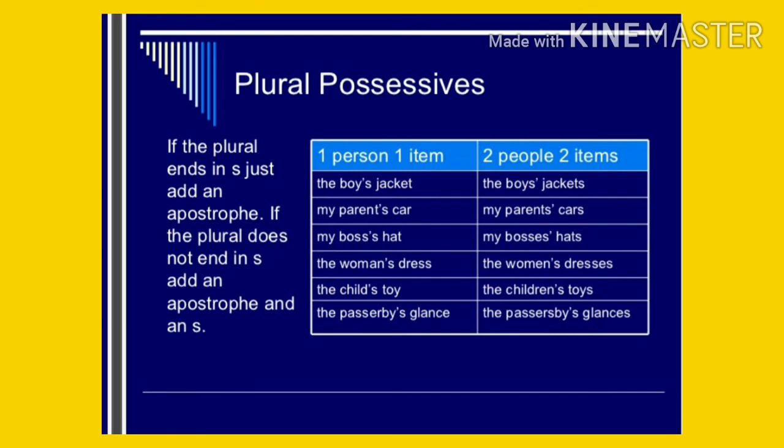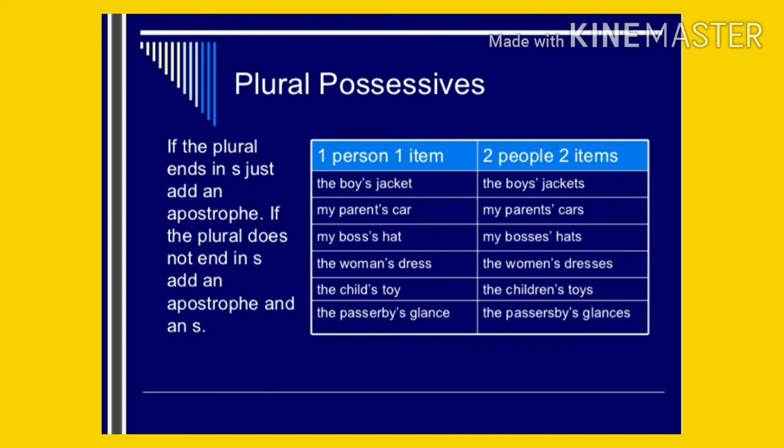Let's go with the revision with the chart. One person, one item. The boy's jacket, my parents' car, my boss's hat, the woman's dress, the child's toy, the passer-by's glance. Now let's go with two people, two items. The boys' jackets, my parents' cars, my bosses' hats, the women's dress, the children's toys, the passers-by's glances.